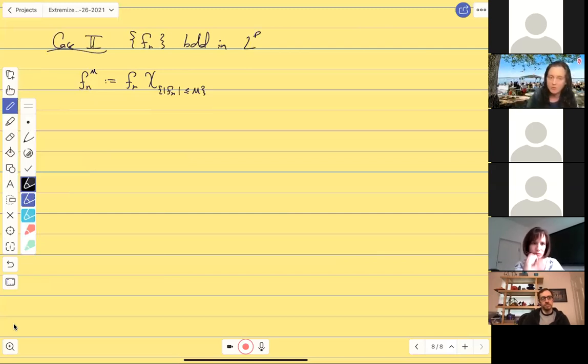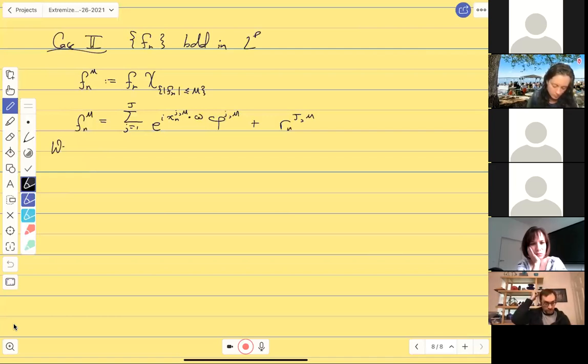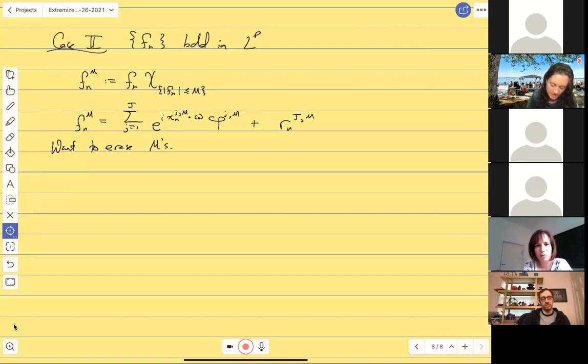And so then I can apply the previous result, and I have a bunch of decompositions: f_n^m equals the sum of e^{i x_{n,j}^m} dotted with omega phi_j^m plus remainders. And what I want to do is erase the superscripts m. Of course, the obstruction here is that I have no a priori way of looking at this and seeing that as n goes to infinity, these pieces are going to converge in any meaningful sense to some fixed decomposition.